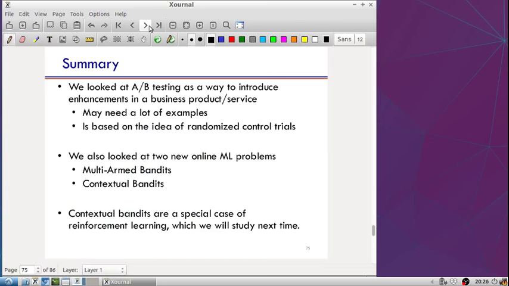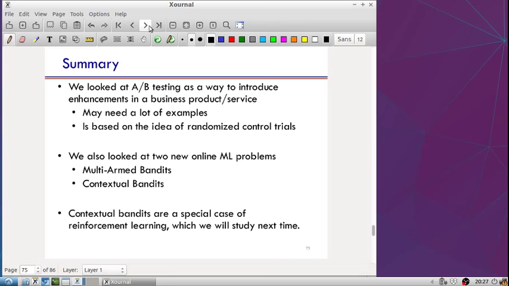To summarize, we looked at A/B testing as a way to introduce enhancements, right? May need a lot of examples, depends on the power of the test. So the number of examples influences the power of a hypothesis test. And A/B testing is essentially based on the idea of randomized controlled trials, okay, where you randomly split your population into two groups, or K groups, so that they have similar statistical characteristics. Show each split sample something, some control or treatment 1, treatment 2, treatment K, and then get an average reward number and see whether that statistic is very different from some other statistic. So that's the hypothesis, multi-sample hypothesis, two-sample hypothesis.